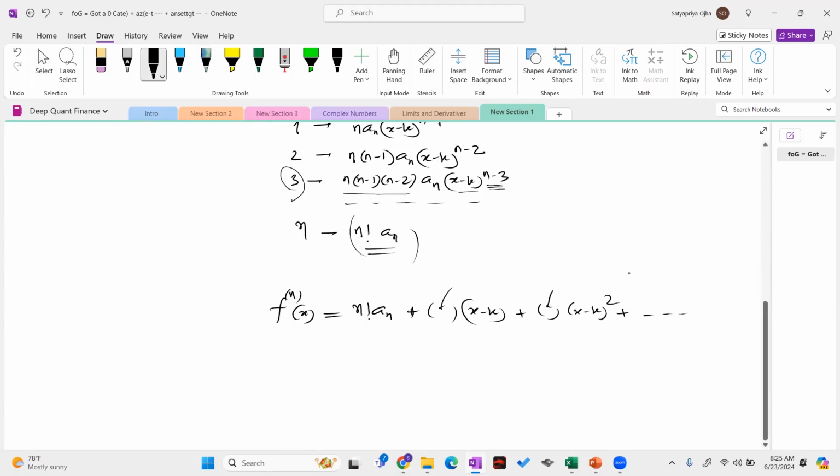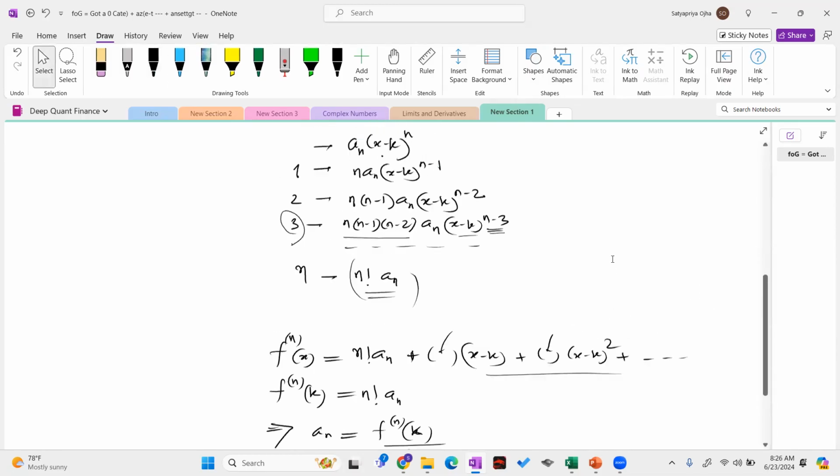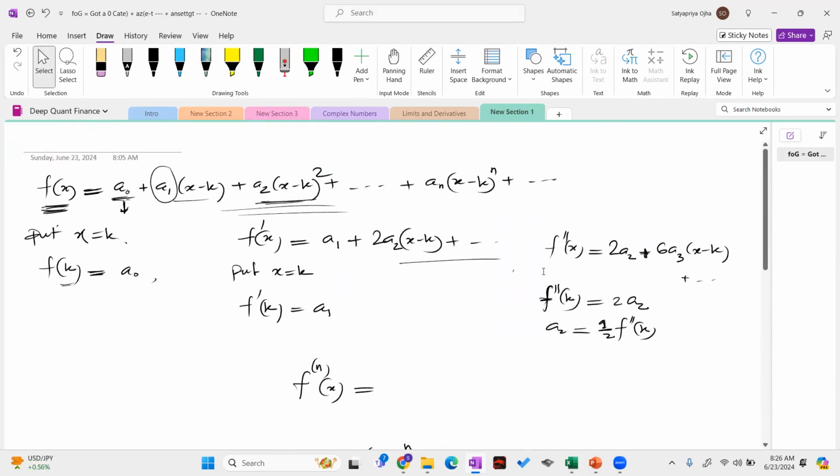And then you put x equal to k, that will give you nth derivative of f of x at x equal to k is n factorial an. These will vanish as usual because x equal to k. And from here you get the general formula for the nth coefficient, which is the nth derivative of the function at x equal to k divided by n factorial. That's the formula. Now, any questions? This should be crystal clear to you. Let me know if you have any hiccups.